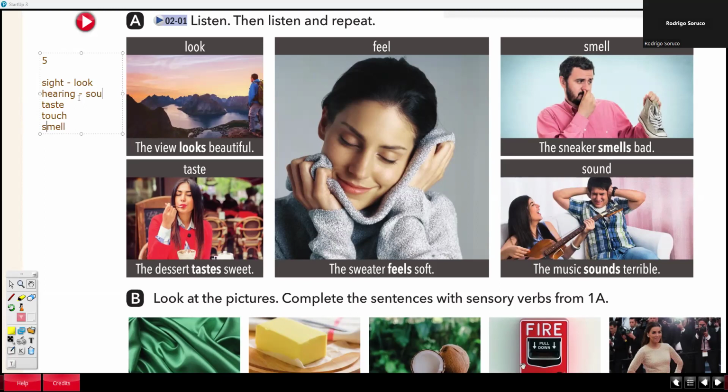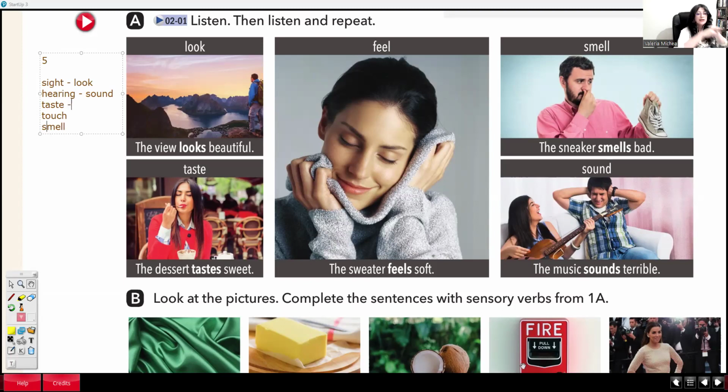Listen, here is sound. With sound, yes. In this case, to describe things, we are going to use sound. It sounds good. It doesn't sound noisy, yeah, it sounds noisy. It sounds loud. Loud, that's an adjective.